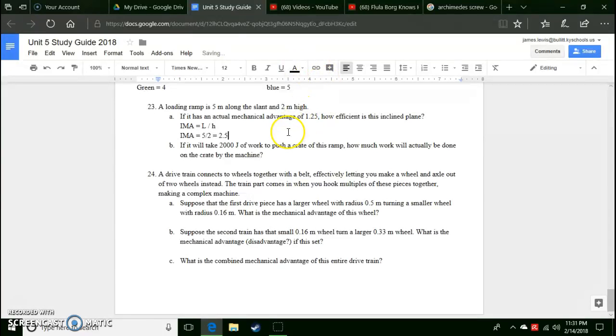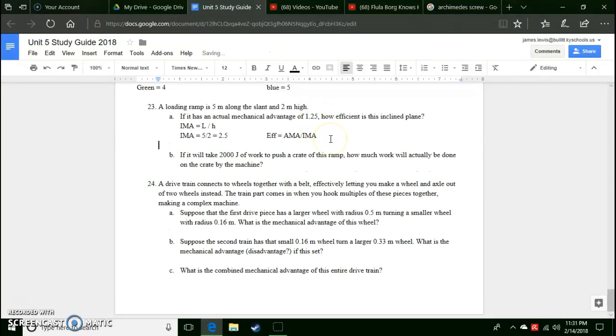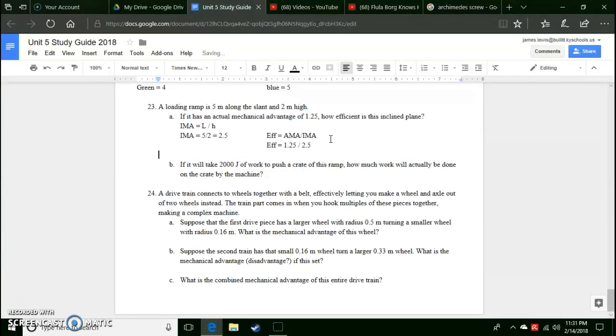Now efficiency, as I told you at the beginning of this, is going to be AMA compared to IMA. So that's the other equation for efficiency. So efficiency equals AMA divided by IMA. So that's AMA given in the problem. So if I go down here, the efficiency is going to be 1.25 divided by that 2.5 that we just got for the ideal mechanical advantage, which means that our efficiency is 50%. That is not a 50. There we are. Okay, I'm out of time. Apparently I can't type today. 50%. All right.